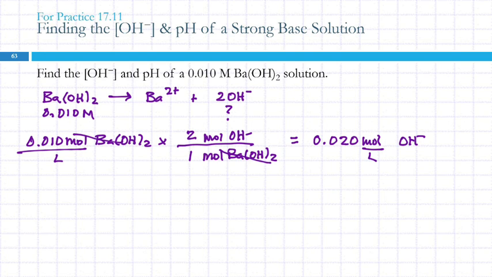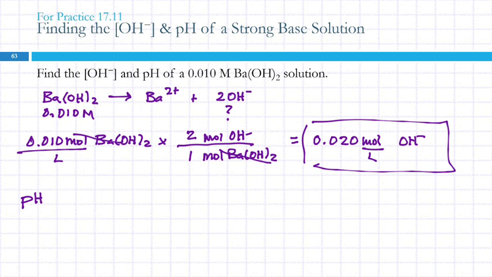So that's the hydroxide ion concentration. It's one of the things we're supposed to find. And then they want the pH. Well, the pH is the negative log of the hydrogen ion concentration. We've got the hydroxide ion concentration. Remember the circle of pH? So we're on one side and we need to get all the way to the other side.